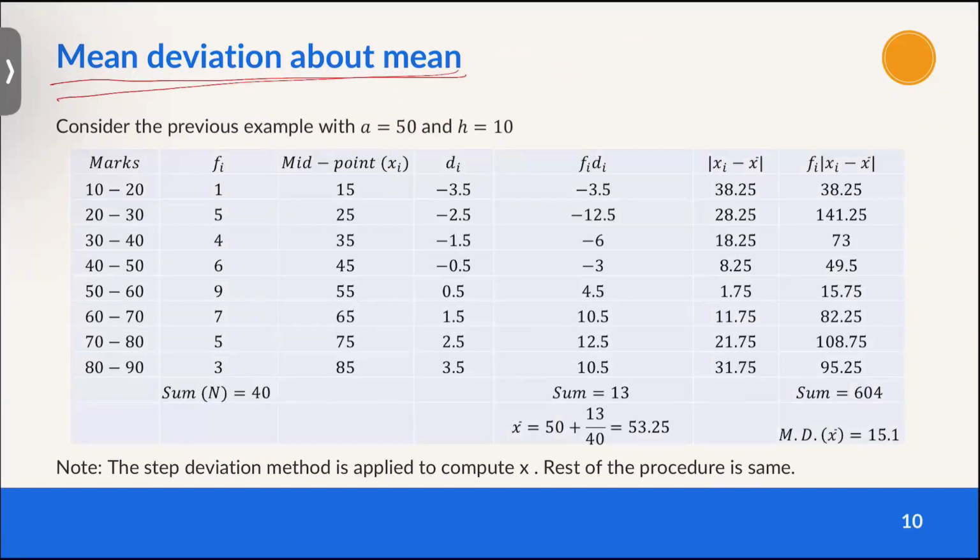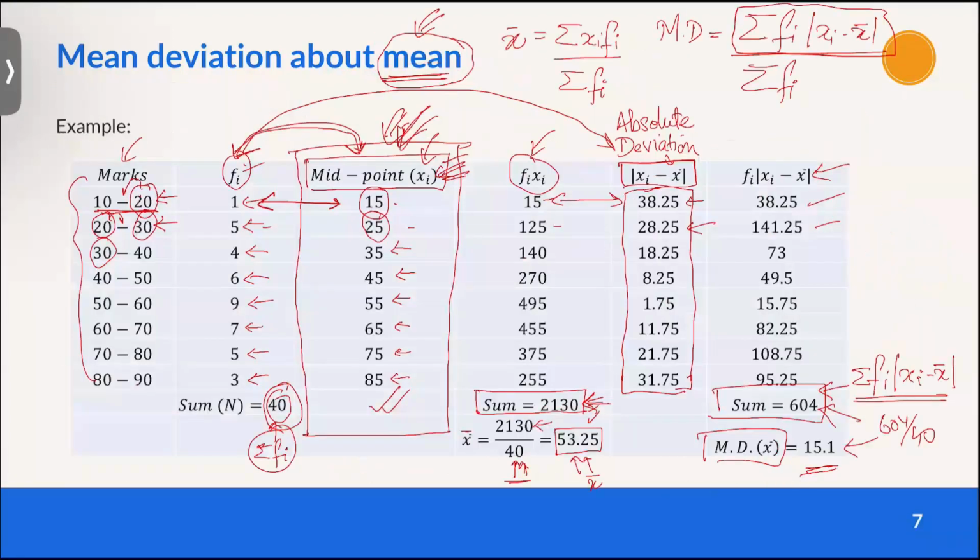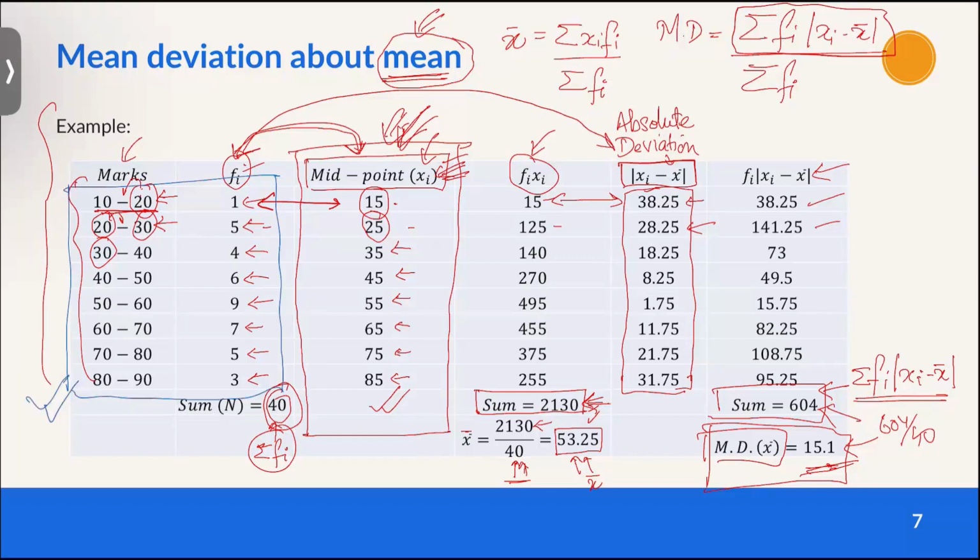Suppose we have a continuous distribution. What I have done here is we have done one example and we calculated the mean deviation as 15.1. Now you see, whichever step you take or whichever way you calculate the mean deviation, this mean deviation will remain the same. Why? Because the data is the same. The data doesn't change.